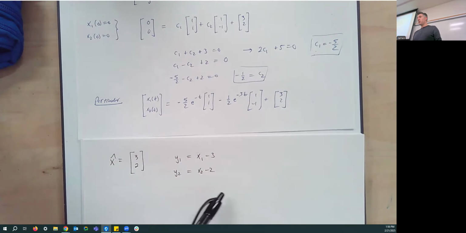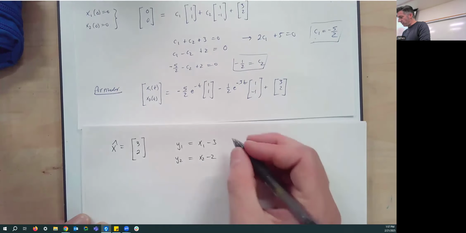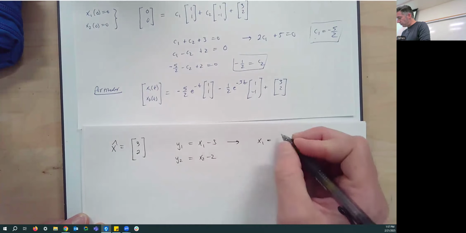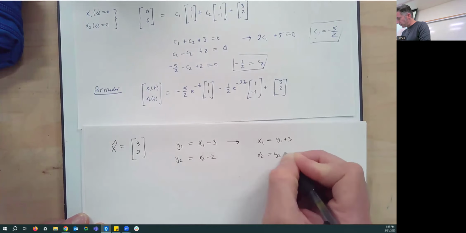The reason you're doing this, by the way, is essentially you're saying, okay, great. If 3, 2 is the equilibrium for x's, then 0, 0 is going to be the equilibrium for y's. Right? If x1 is 3 and x2 is 2, y1 is 0 and y2 is 0. That's why we make this choice. And then we also solve these for x. So we get x1 equal to y1 plus 3. We get x2 equal to y2 plus 2.